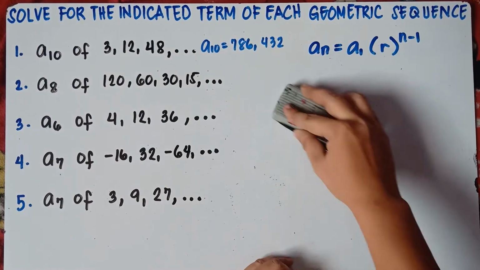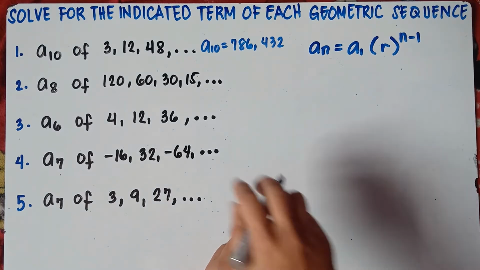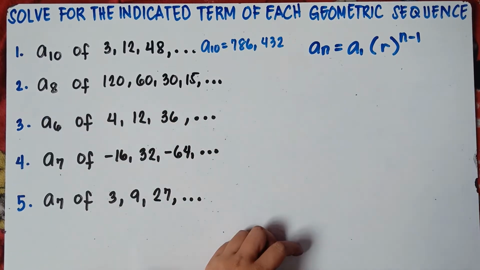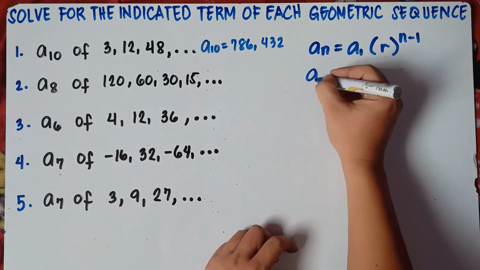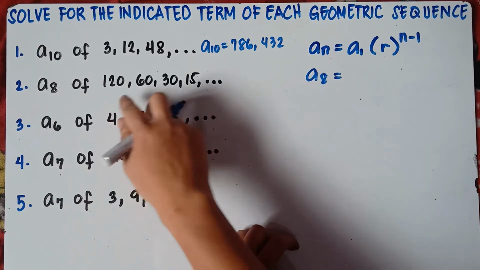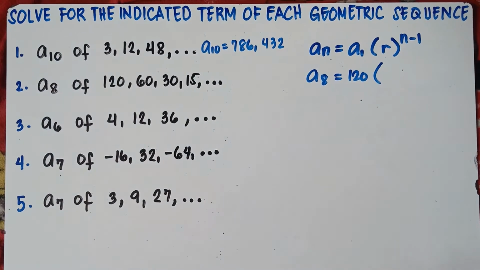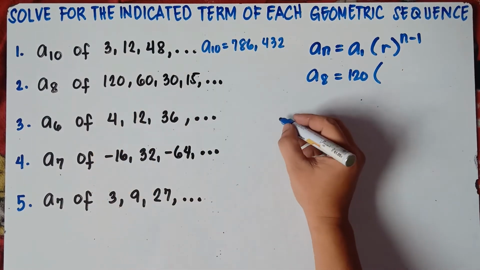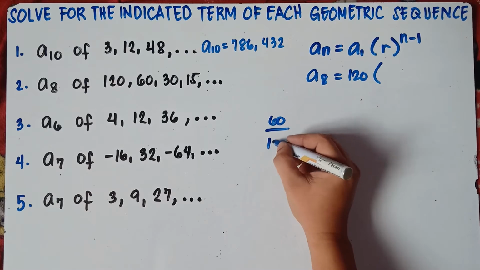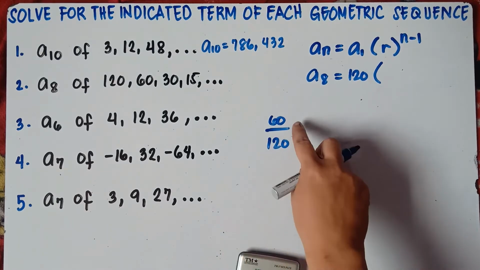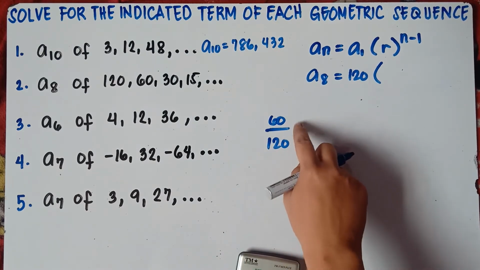So for number 2, once again, you're looking for a sub 8 or the 8th term. So a sub 8 equals, the first term is 120 times the common ratio. Once again, divide the second term by the first term. 60 divided by 120. Once again, if we divide this one, we get a decimal.